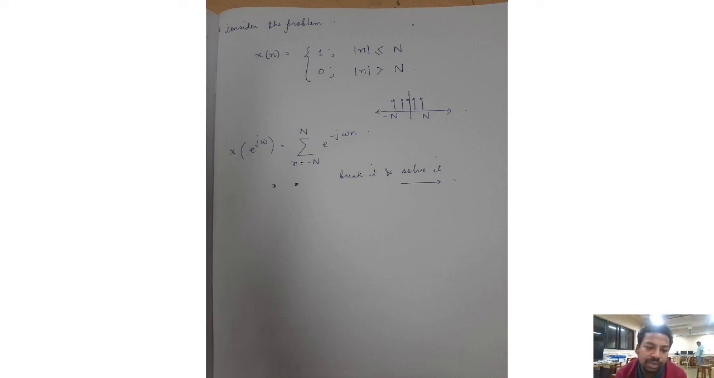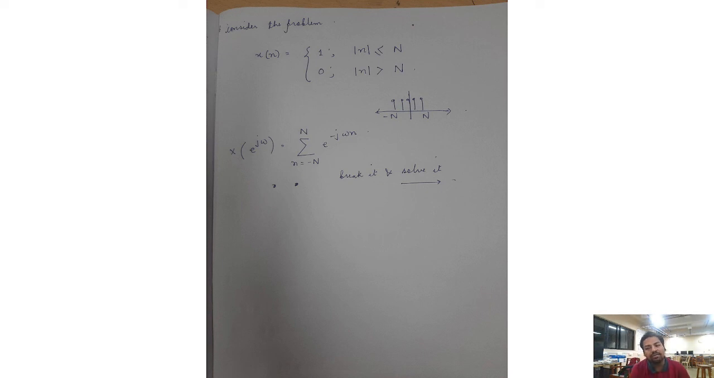So what is the original formula for DTFT? x of e to the power of j omega is equal to the sum from n equals minus infinity to infinity of x of n into e to the power of minus j omega n. But here, as our range is from minus N to N, just check the graph, we can write x of e to the power of j omega is equal to the sum from n equals minus N to plus N of e to the power of minus j omega n. Try to break this equation and get the solution.